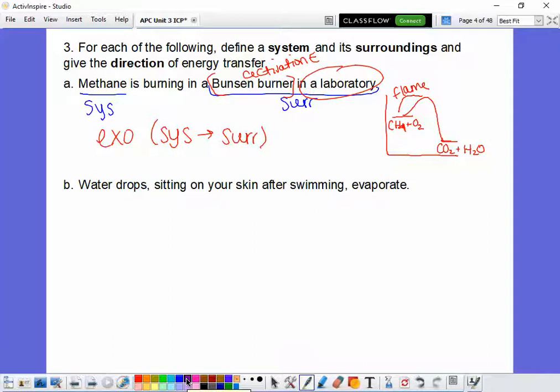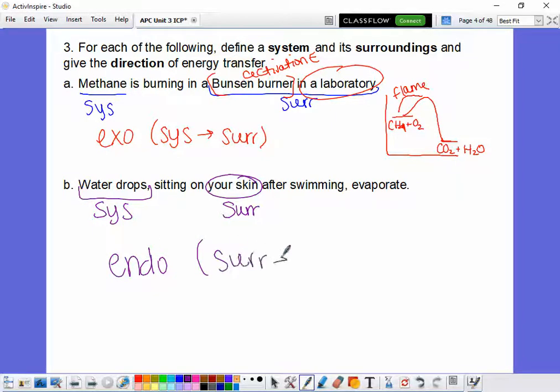All right. For B, water drops sitting on our skin after swimming evaporate. What is our system? There's no catch here. Water drops are my system. And what are the surroundings? Your skin and everything else, right? Okay. So in order to evaporate those water drops, does it need to gain or lose energy? It needs to gain energy. Where does it gain the energy from? Your skin, which is part of the surroundings. So this would be endo, because the surroundings are putting energy into the system.